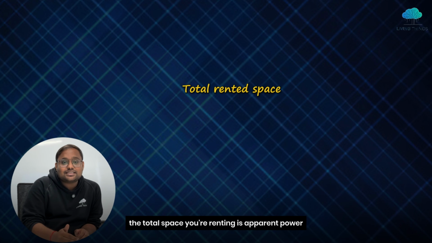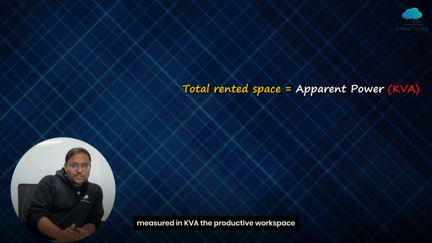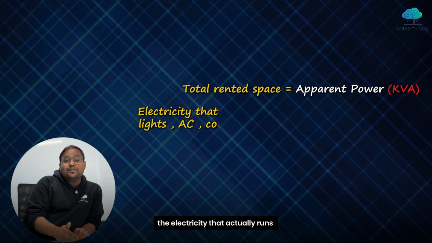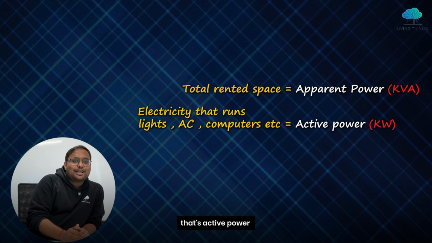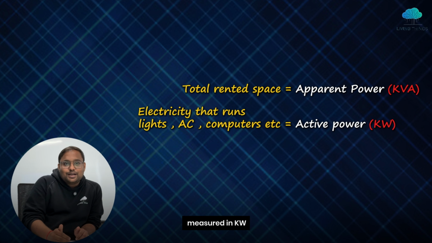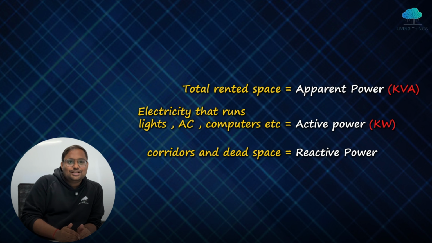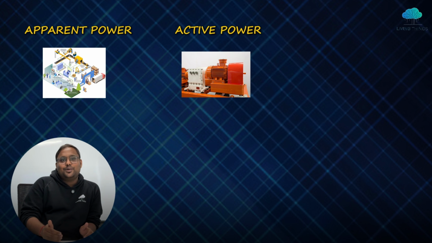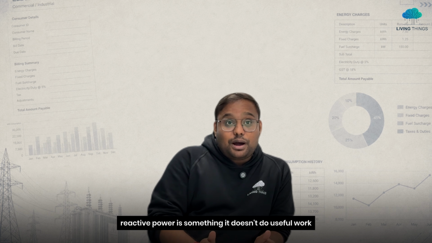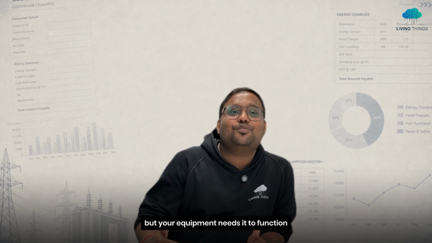In electricity, the total space you're renting is apparent power, measured in kVAh. The productive workspace, the electricity that actually runs your AC, your lights, your computers, that's active power, measured in kW. And the corridors and the dead space, that's reactive power. So now we know the concept as apparent power, active power, and reactive power. Reactive power doesn't do useful work, but your equipment needs it to function.